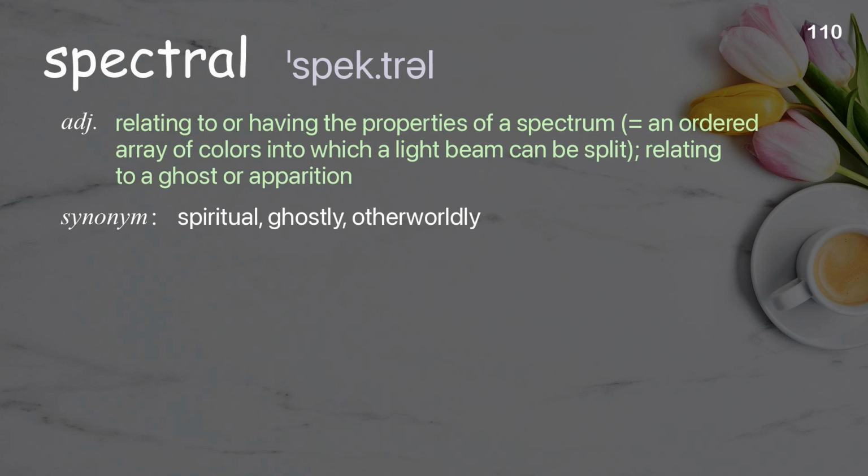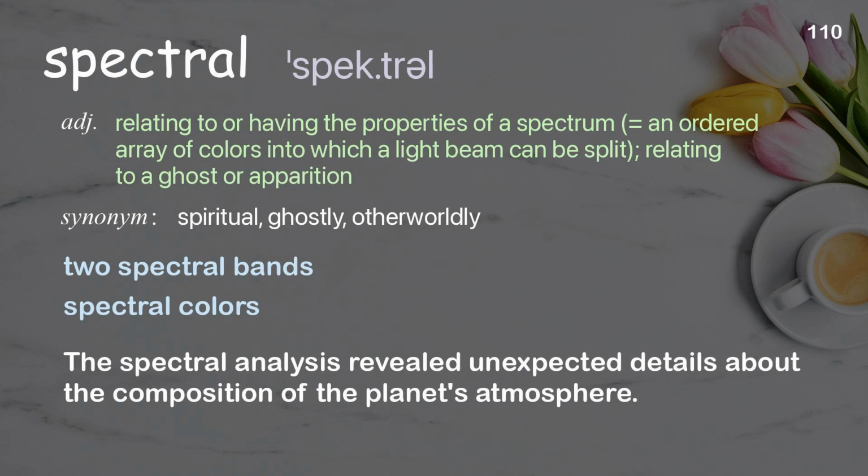Spectral: Relating to or having the properties of a spectrum, an ordered array of colors into which a light beam can be split; relating to a ghost or apparition. Examples: two spectral bands, spectral colors. The spectral analysis revealed unexpected details about the composition of the planet's atmosphere.